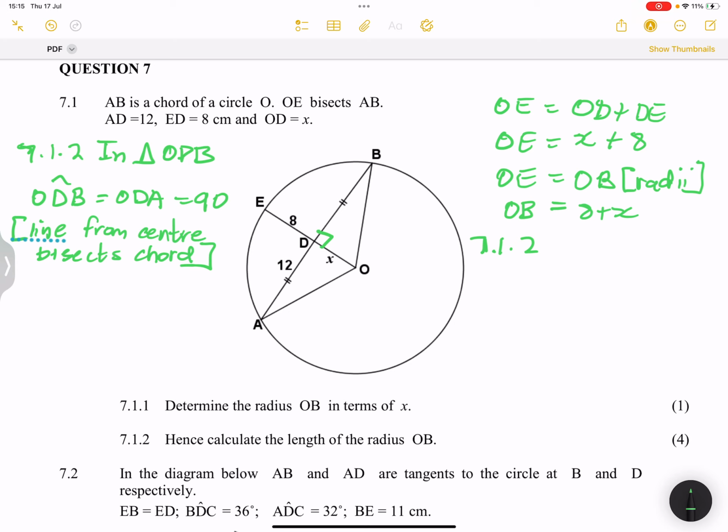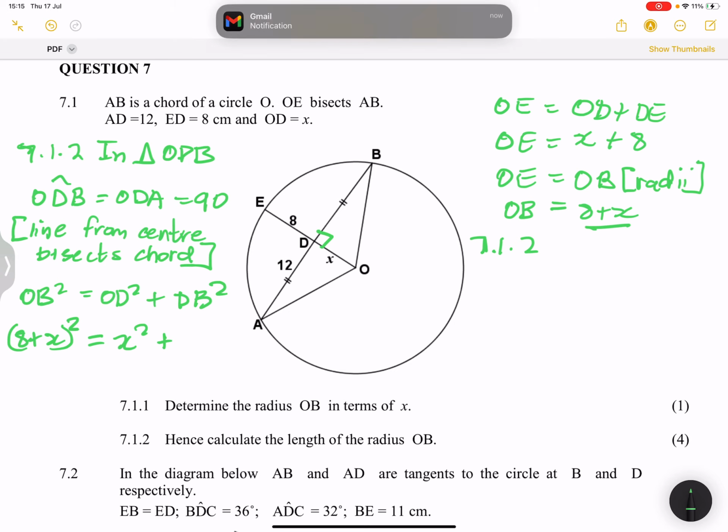Right. Now I want us to note, ladies and gents, we know that's 90 degrees. So what does it say? Therefore, we can use the theorem of Pythagoras, as we said: OB squared is equal to OD squared plus DB squared. So we know what OB is. OB is that entire 8 plus X thing, which is equal to OD, that's x squared, plus DB, which is 12 squared.